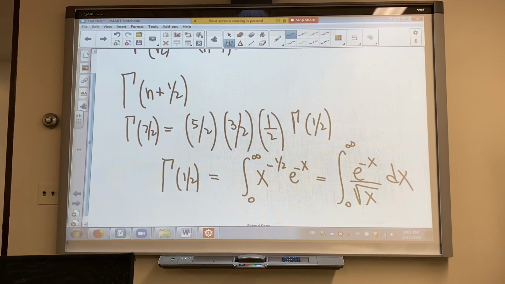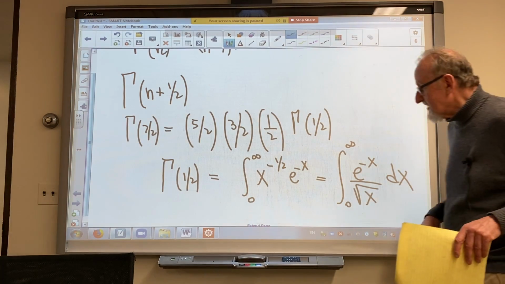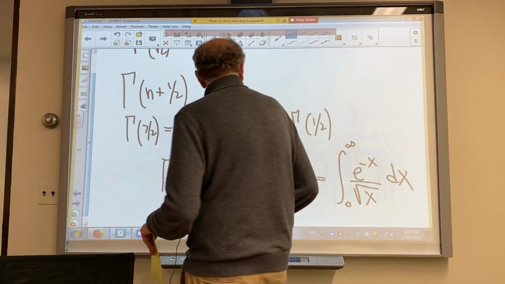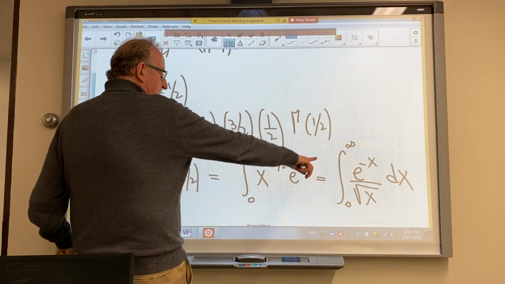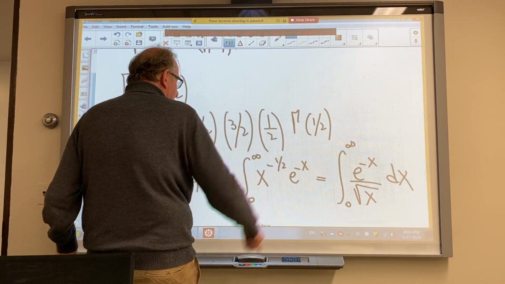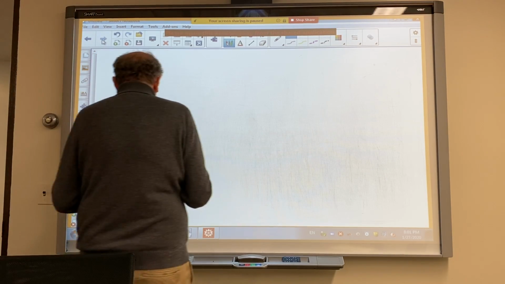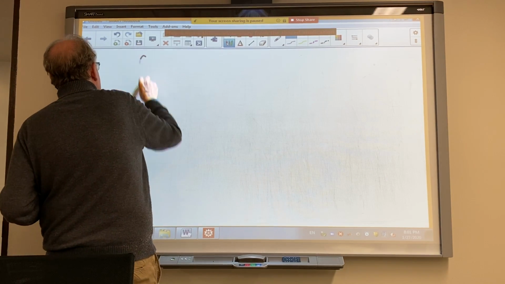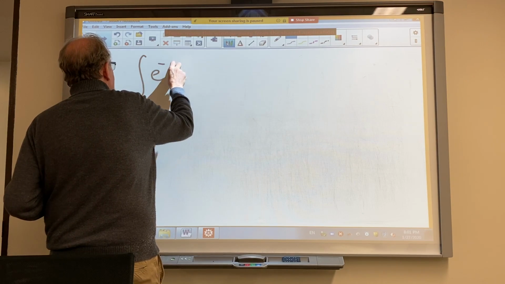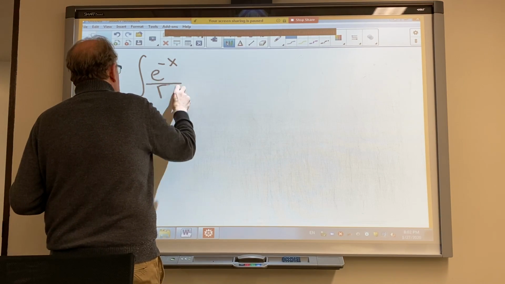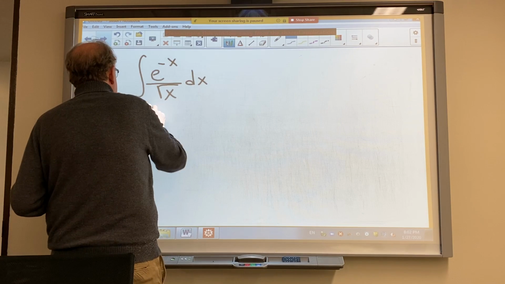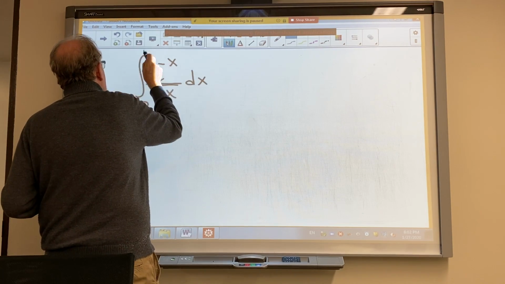So should I calculate now? Because that's already the Gaussian integral. But well, let me calculate. I need to calculate this expression, gamma of 1/2, and then I will get the gamma of any semi-integer. Gamma of 1/2 is the integral of e to the minus x over square root of x dx between 0 and infinity.